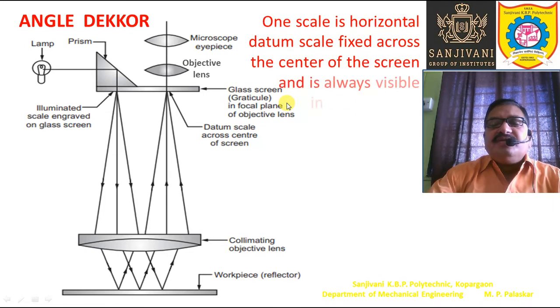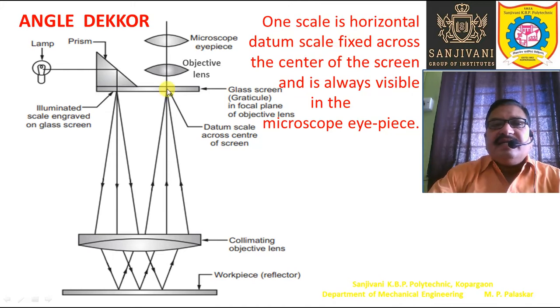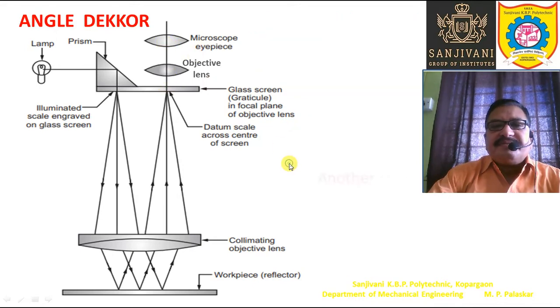Now out of these two scales, as I have told you, one scale is horizontal. The scale here is horizontal, and it can be seen through this microscope eyepiece directly, that is the horizontal datum scale, and it is fixed across the center of the screen. It is always visible in the microscope eyepiece. So this is the eyepiece of the microscope, and this horizontal datum scale is always visible through this microscope eyepiece.